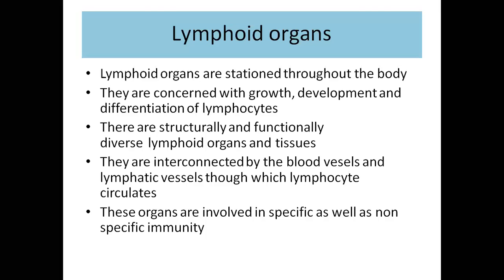The lymphoid organs are structurally and functionally different from each other. There are various lymphoid organs and tissues, all of them structurally and functionally different, but they are all interconnected. How? With the help of blood vessels and lymphatic vessels, through which the lymphocytes circulate. These organs are involved in both specific and non-specific immunity.